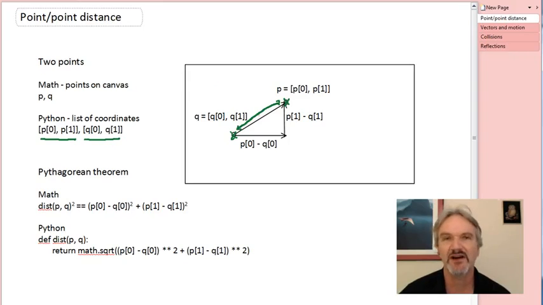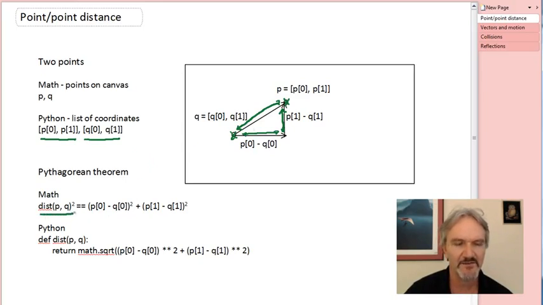Now you can see here I've drawn a right triangle. One leg has a length which is the difference of the first coordinates, P0 minus Q0, and the vertical leg is the difference of the second coordinates, P1 minus Q1. Now you can remember the Pythagorean theorem from high school, which relates the lengths of the sides of a right triangle. The Pythagorean theorem says that the length of the hypotenuse squared is equal to the sum of the squares of the legs.